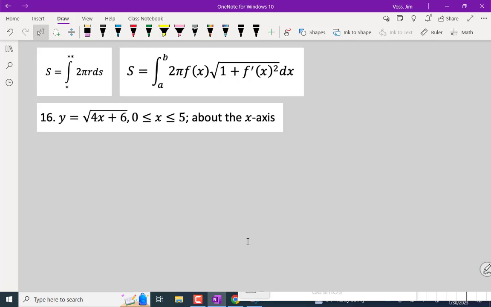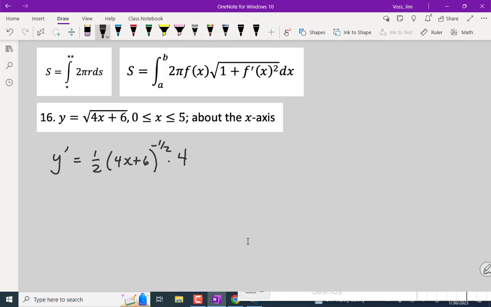So we know that we have a ds. We know that to deal with ds, we have to have a 1 plus derivative squared. So let's go ahead, and that's just a good way to start, is to find your derivative, square it, and then start plugging in. So the derivative here, we're going to bring the half down in front. We're going to have 4x plus 6 to the minus 1/2. And then we have to multiply by the derivative.